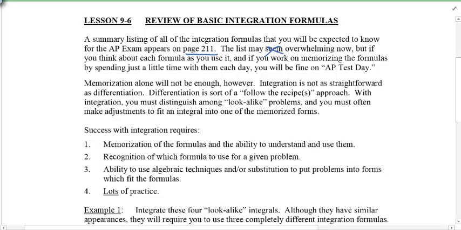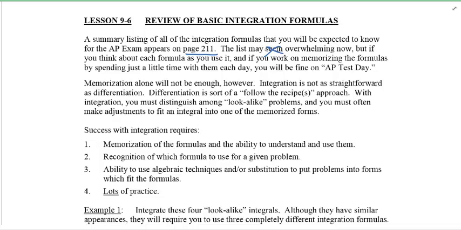But if you think about each of the formulas as you use it, and if you work on memorizing these formulas, you should actually be okay for AP Test Day. Okay? Now, memorization is not enough by itself. Integration is really not as straightforward as differentiation. So, you need to do the following.